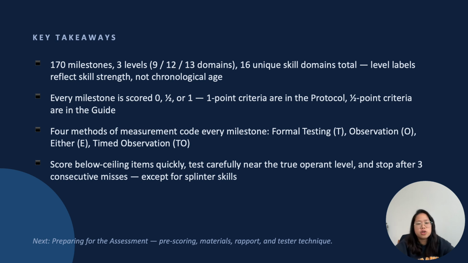We also learned 4 measurement codes cover every milestone: formal testing, observation, either, and timed observation. And when you're administering, move fast below ceiling, slow down as you approach the real operant level, and stop after 3 misses in a row, except for splinter skills, which still count. Up next, actually preparing for the assessment: pre-scoring, materials, rapport, testing techniques.